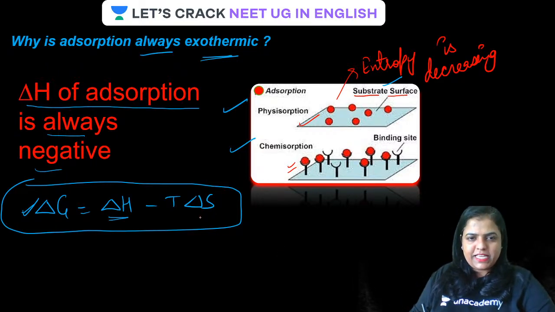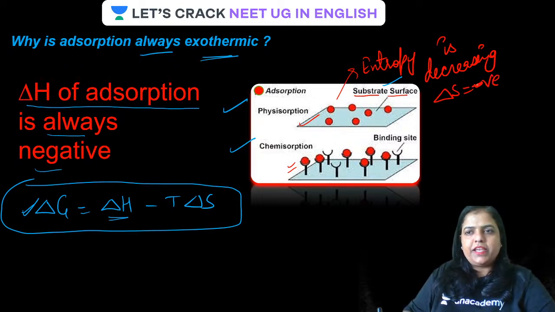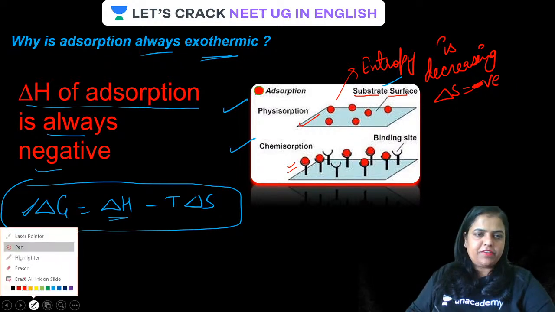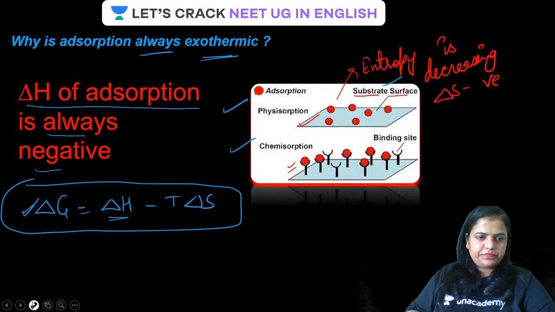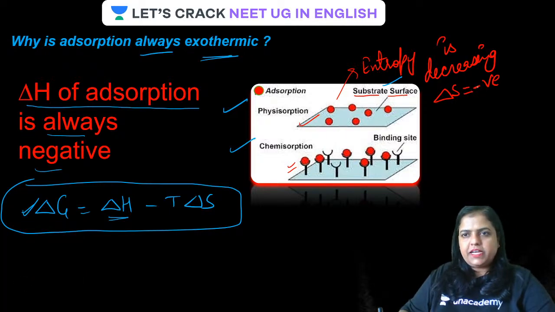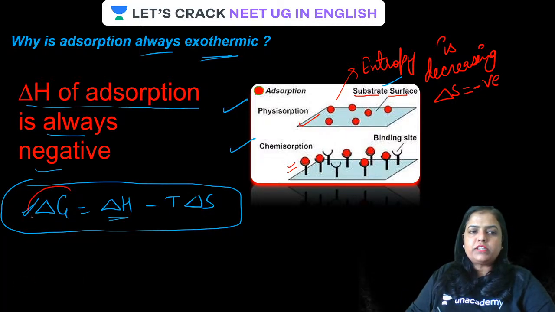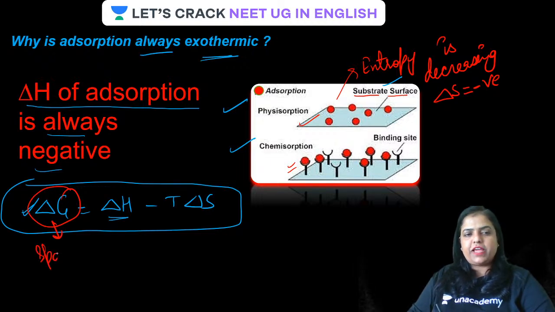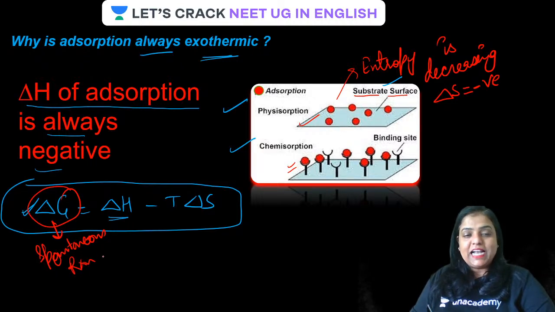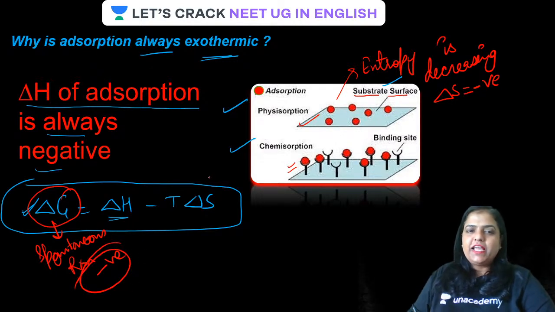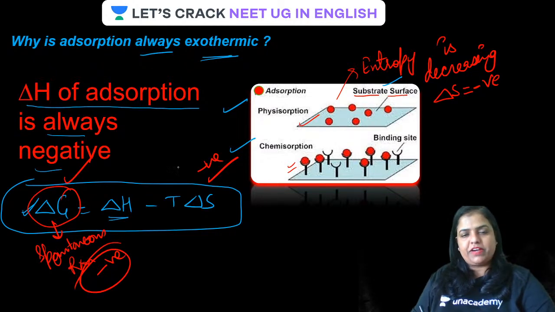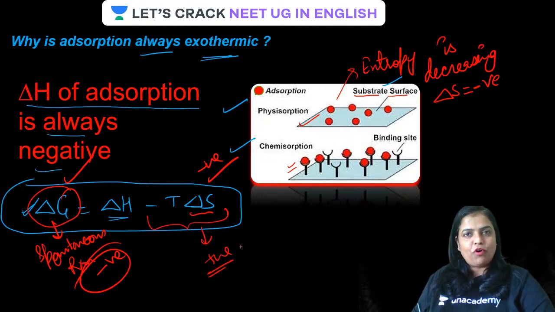Entropy is decreasing means delta S is negative. I'm repeating, delta S is negative. And for a spontaneous process, delta G should be negative. So when will it be possible? If delta S is negative, then minus T delta S, the product, will always be what? Positive. It will always be positive.